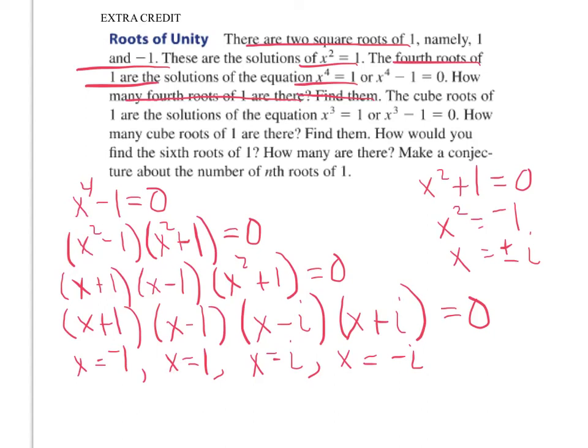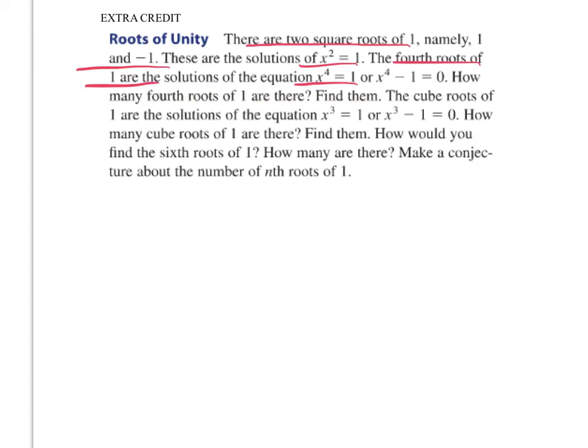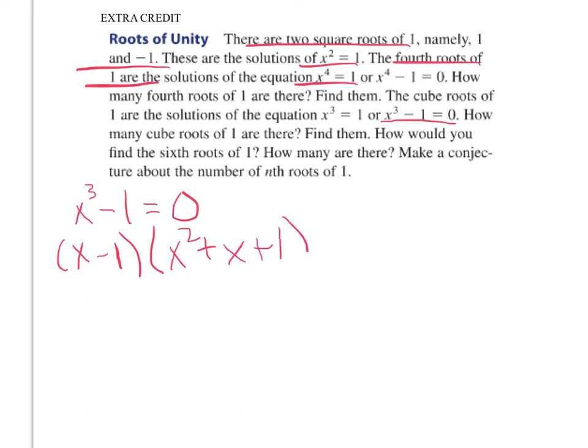So our next adventure is to find the cube roots of 1. So let's find the cube roots of 1. Let me erase all this. Finding the cube roots of 1 is equivalent to solving the equation x cubed minus 1 equals 0. x cubed minus 1 is the difference of cubes, and we factor that as x minus 1 times x squared plus x plus 1. Now this factor, x minus 1, gives us x equals 1 as a solution.